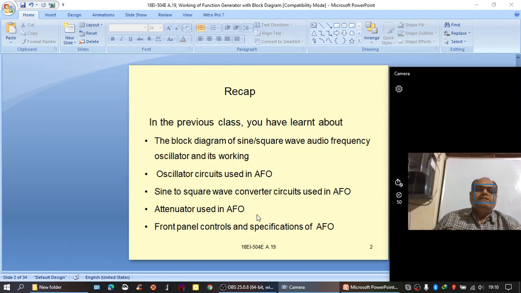Then other than that, the selector switch is there, which is used to select the output of sine wave or square wave. Then an on-off switch, LED indicator, and output and external sync input and the display. All these are available on the front panel of, sorry, an audio frequency oscillator.